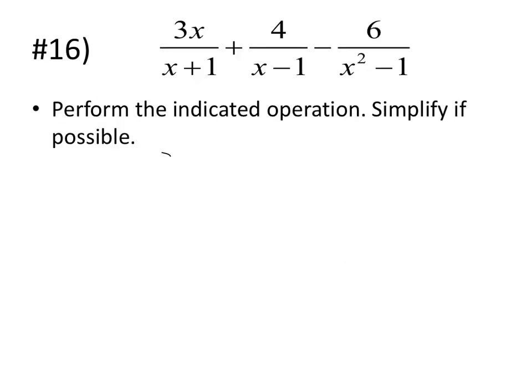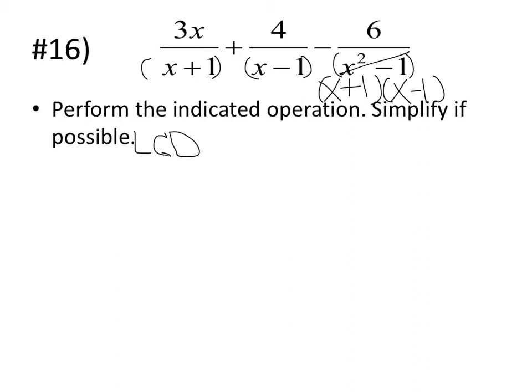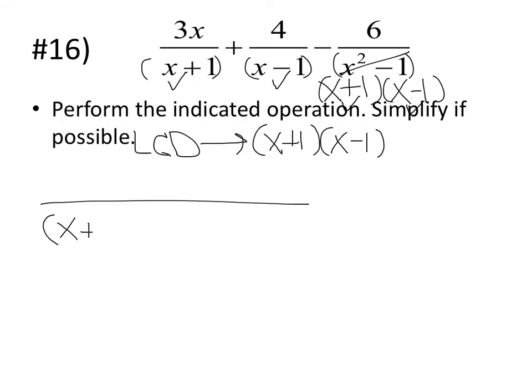Okay? First things first, put parentheses around your binomials. See if there's anything you can do to factor them. The only thing you can do is this last one is difference of squares. So your LCD is going to be x plus 1 times x minus 1. And you already have both of these, so that's going to be the whole LCD. So you have x plus 1 times x minus 1.